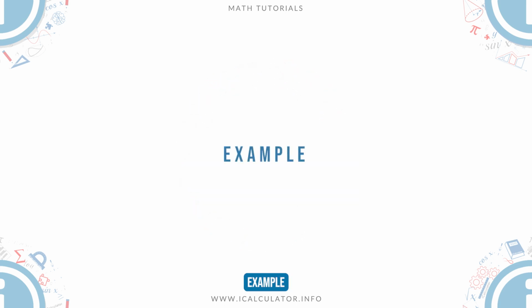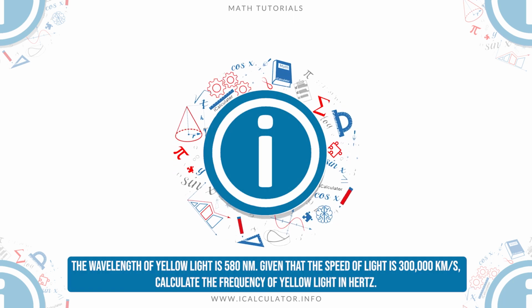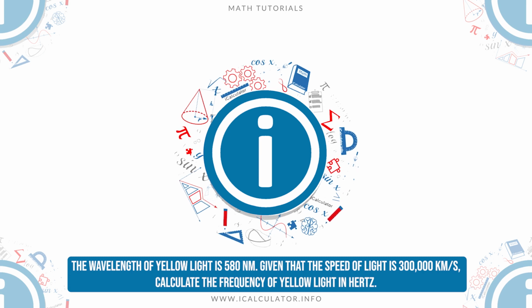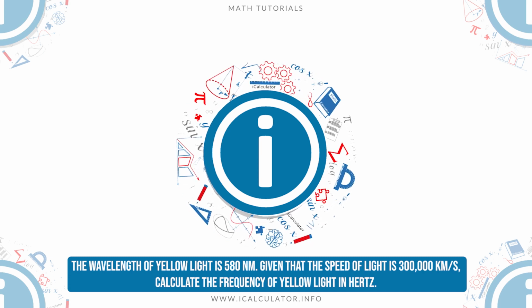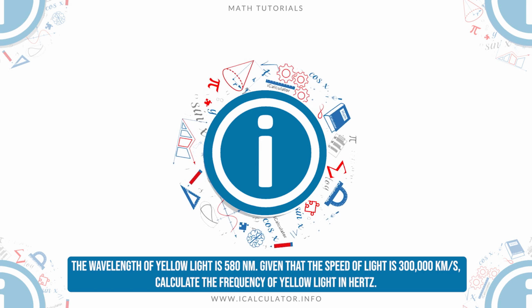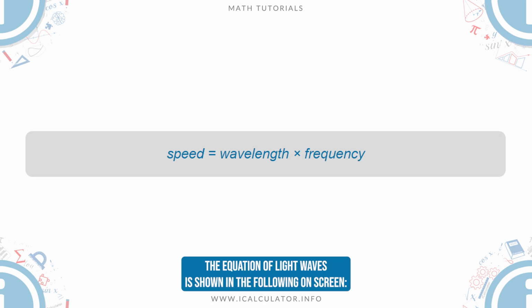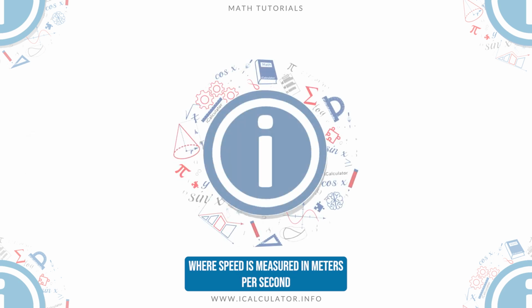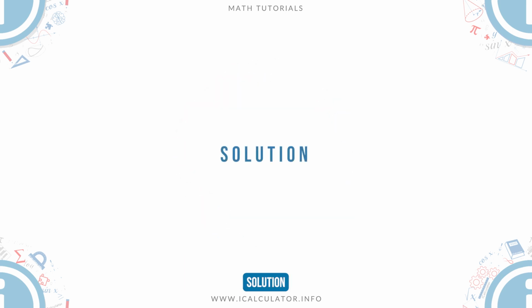Example. The wavelength of yellow light is 580 nm. Given that the speed of light is 300,000 km per second, calculate the frequency of yellow light in Hertz. The equation of light waves is shown in the following on screen, where speed is measured in meters per second. Solution.